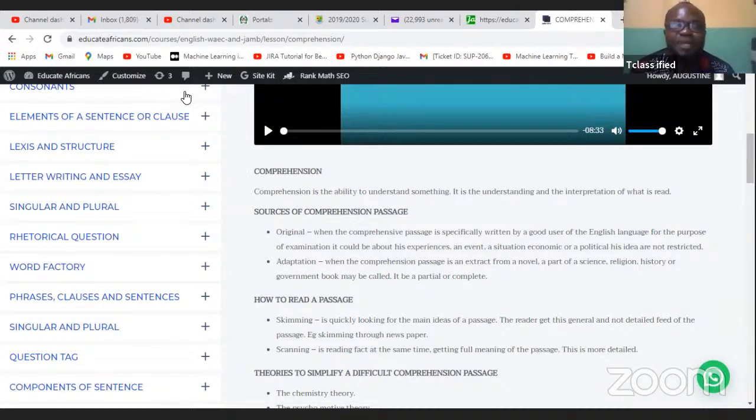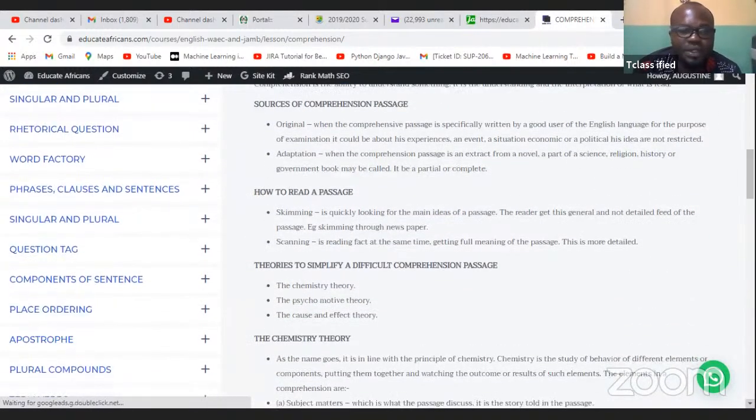But in scanning, now that you've gotten to that fashion that you want, you now read it, getting a more detailed look at it. So that is called scanning. So from these two, you find out that you're probably going to be scanning through your novel.